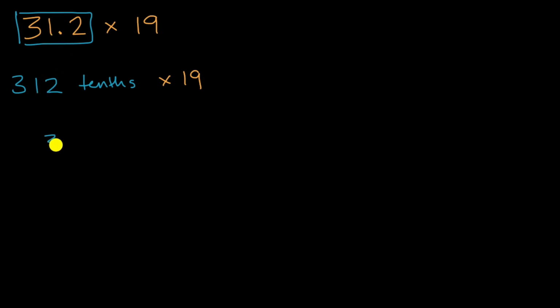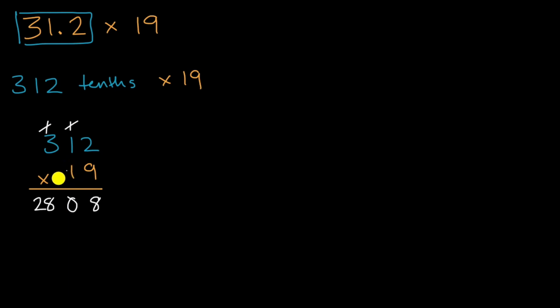So if we were to just multiply 312 times 19, this is going to be, let's see, 2 times 9 is 18, 1 times 9 is 9, plus 1 is 10, 3 times 9 is 27, plus 1 is 28. If what I just did looks unfamiliar, we have videos that explain how this process works.